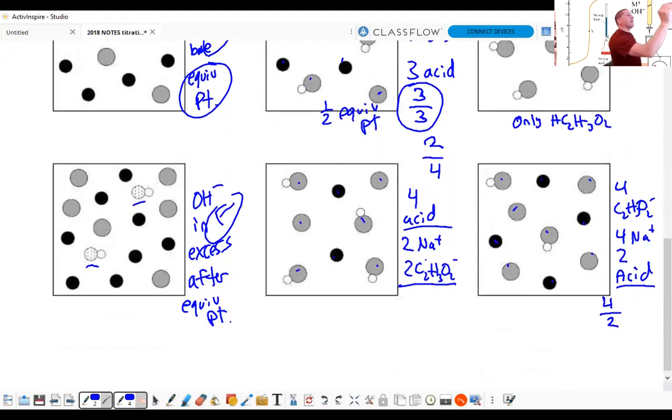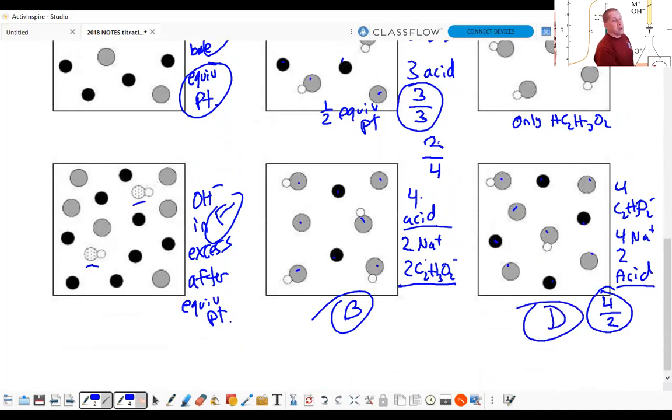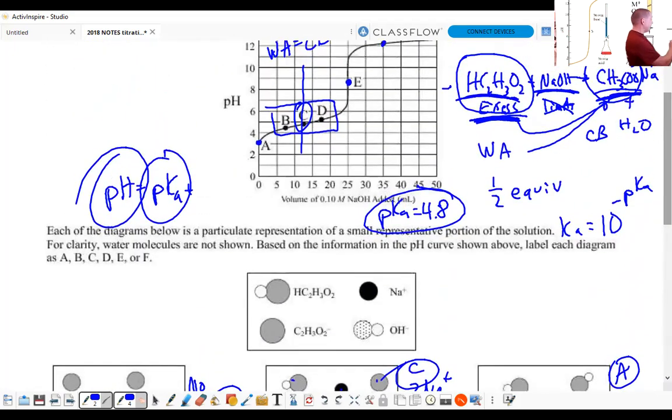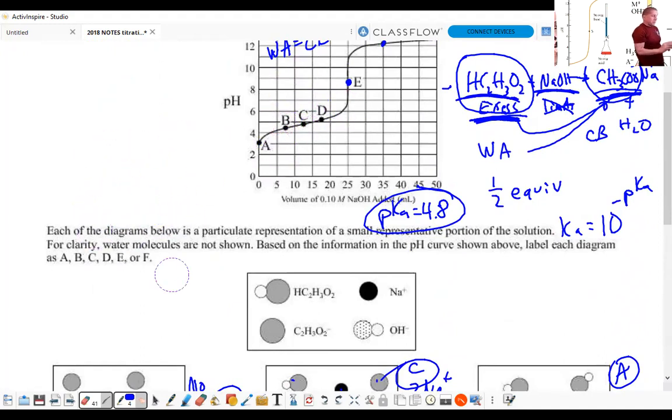Well, in this one, now we have more acid than we do conjugate base. So this is before the half equivalence point, that's B, where we have more acid than we do its conjugate. But in this one, you have more of the conjugate than you do the acid. So this is after the half equivalence point. So that makes that letter D. So once again, these three points in the buffer zone, we can always use this equation. So let me point this out as well, because we're going to do some of these calculations tomorrow.